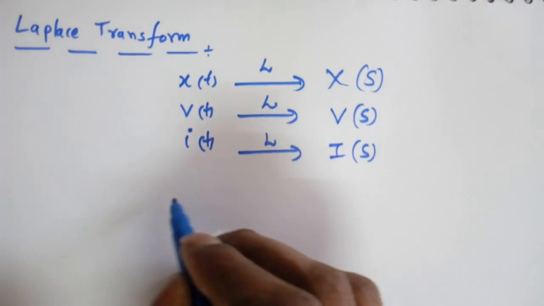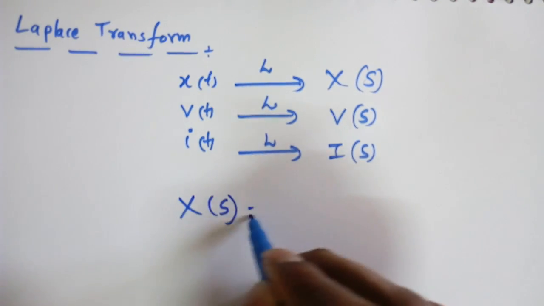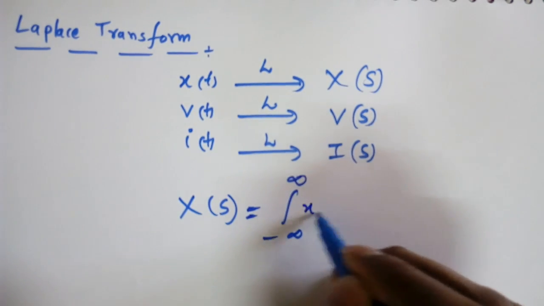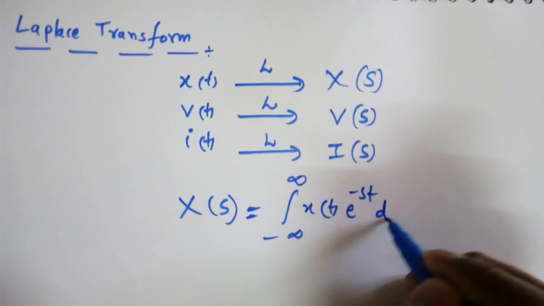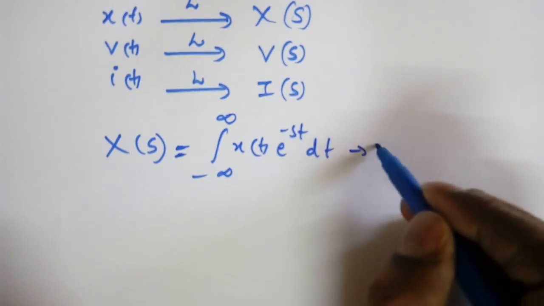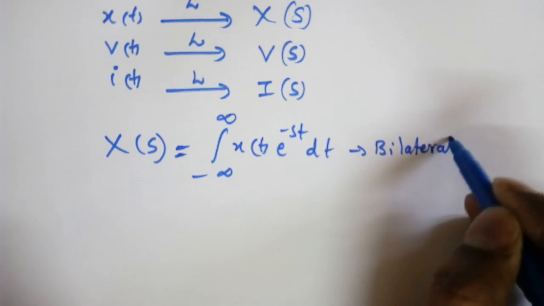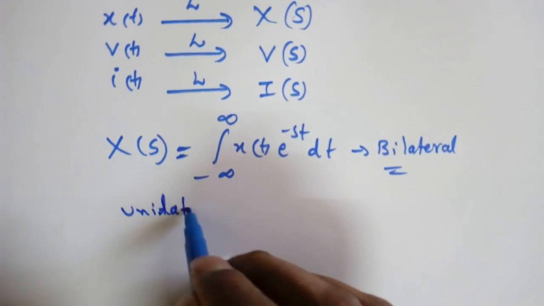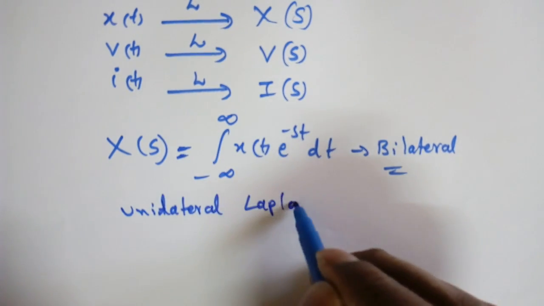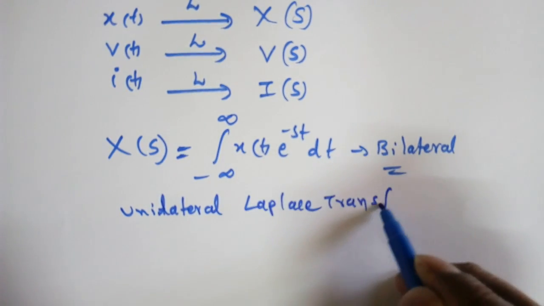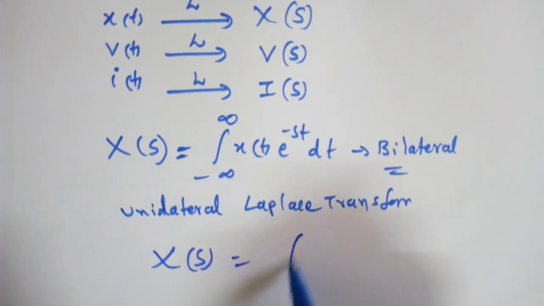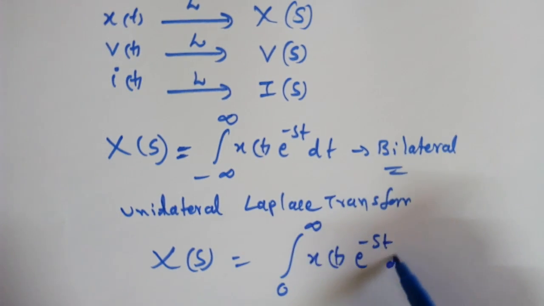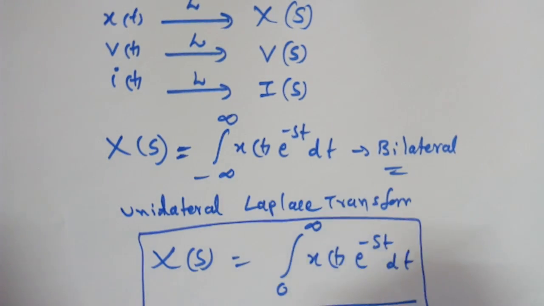Now how to find the Laplace transform? The Laplace transform can be written like this: if it is bilateral, it is minus infinity to infinity x of t into e power minus st dt. If this is for bilateral, we will generally use the unilateral transform for network theory concepts. So the unilateral Laplace transform is x of s, it is only one sided, that is 0 to infinity x of t into e power minus st dt. This is the Laplace transform we will use.